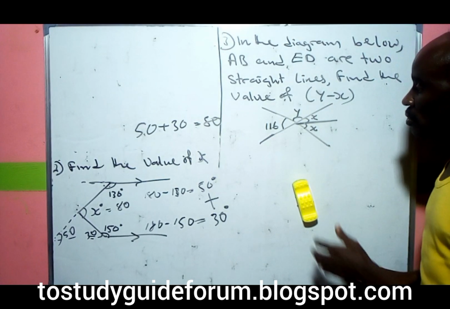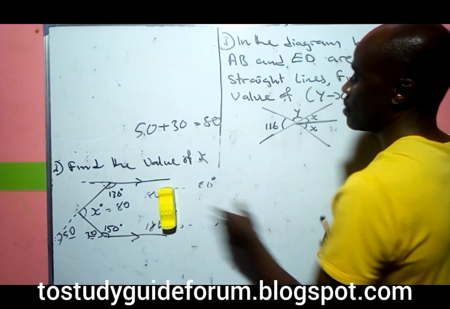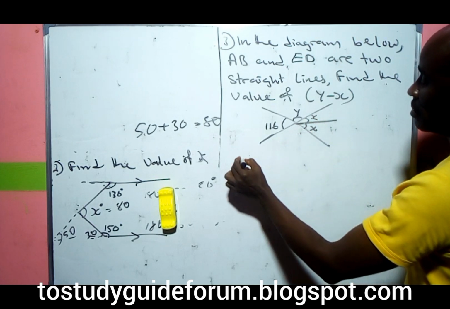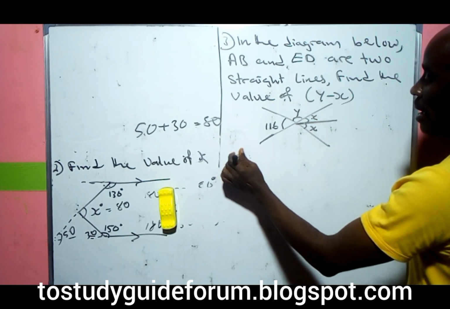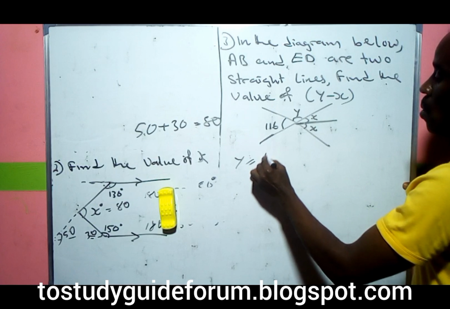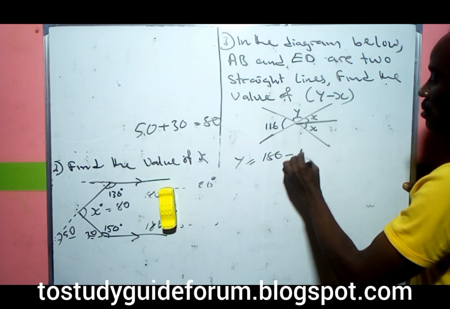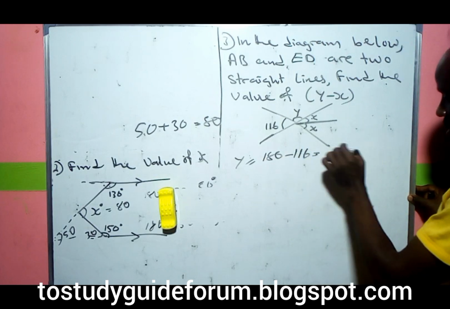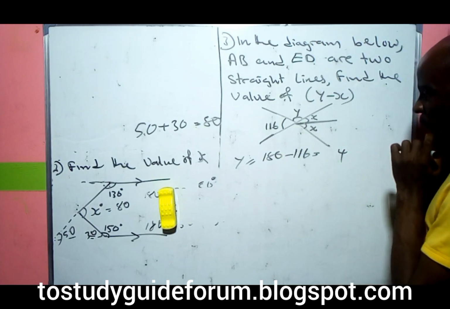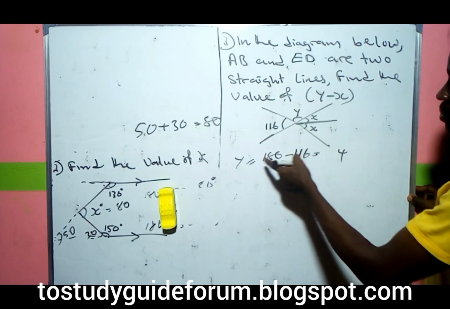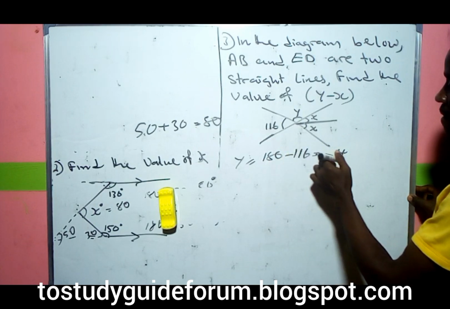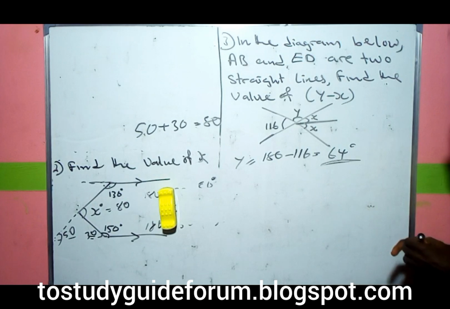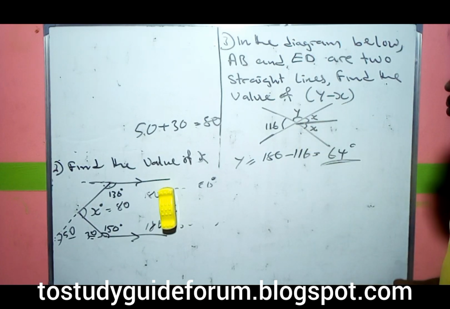So now let's go down to the last one that we have here. This is an angle on a straight line, which means y is equal to 180 minus, subtracting, we have 64 degrees. That is, y is equal to 64 degrees.